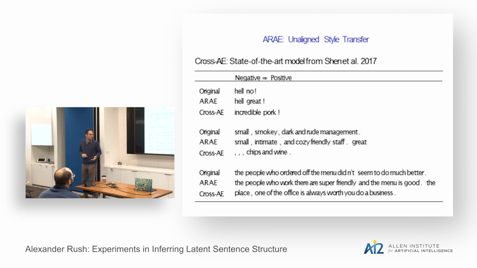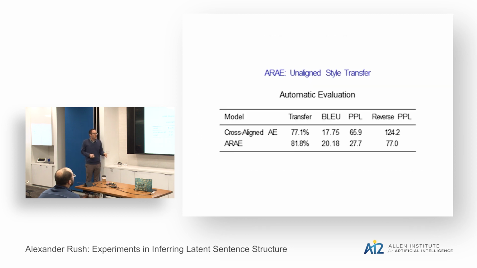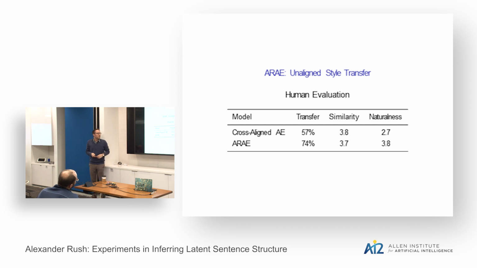This is a little bit difficult to evaluate. We did some automatic evaluation where we look at how often we transfer, how close we were to the original, and what the perplexity of our output was. We also did some human evaluation where we asked people to say how natural and how similar the sentences were. We see pretty high scores from our model on naturalness, I think 3.8 out of 5, and it gets about 74% transfer of the actual sentiment of the sentence.